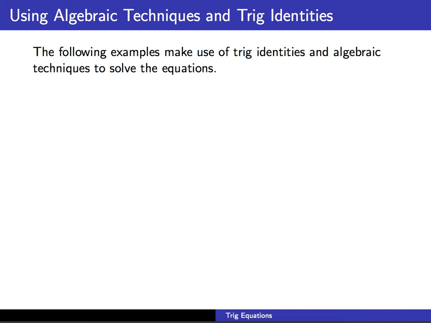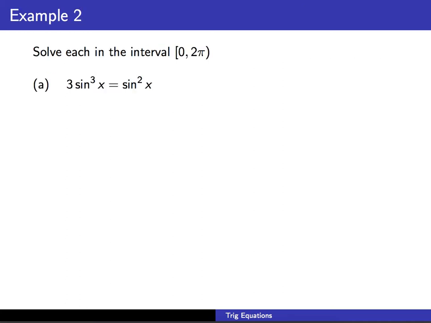All right, in this video, we're going to look at some more trig equations that incorporate algebraic techniques and trig identities. So the following examples are going to make use of trig identities and some algebraic techniques such as factoring to solve our equations. So example 2a, we're going to solve each of the following in the interval 0 to 2 pi, just like in the last couple examples.